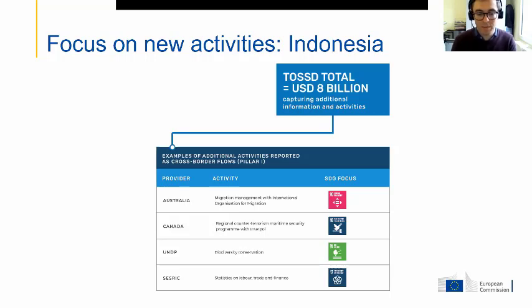Reporting on regional counterterrorism activities together with Interpol. Then you have UNDP, which is an example of a multilateral organization, which is not yet reporting directly to the OECD DAC. So that's a major feature of the TOSSD framework, that these organizations can now report their activities directly. And so they, in the case of Indonesia, provided more transparency on a biodiversity conservation project. And then finally, CESRIC, which is a Turkish organization on statistics for Islamic cooperation, they provided data on the work that they do with Indonesia on providing statistics in different areas. So that's it.